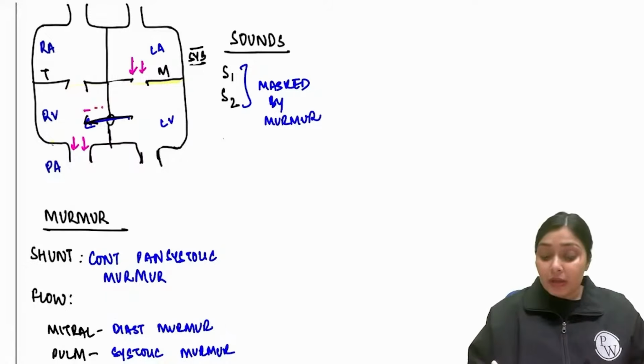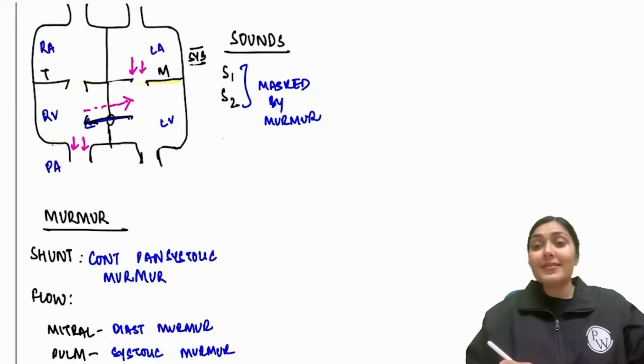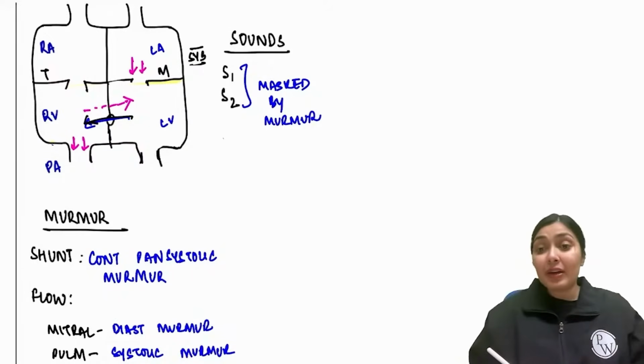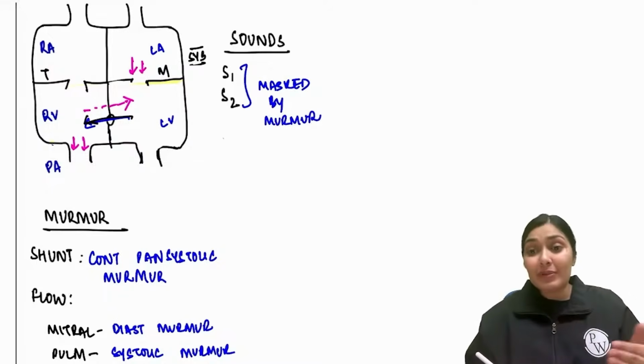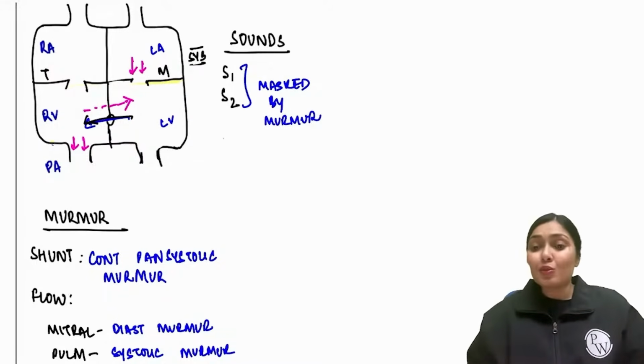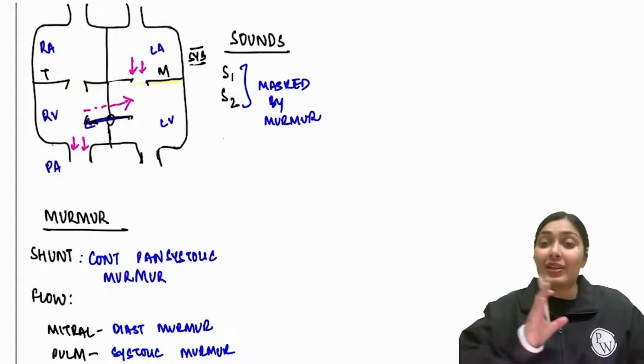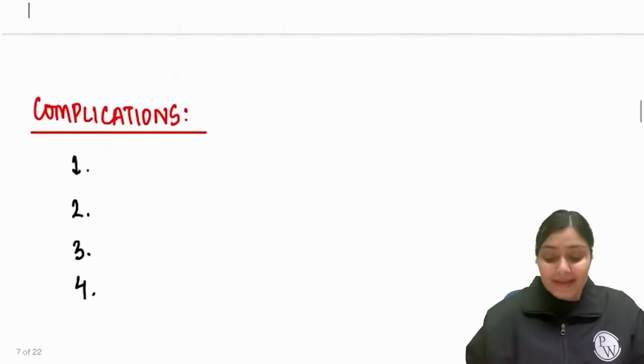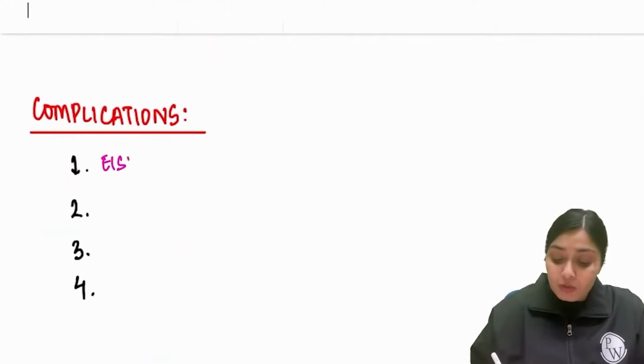Now, the right-sided blood will go to the left side. And we all know whenever there is a right to left shunt, whenever deoxygenated blood gains access to my left side, what will happen? Cyanosis will happen. And this is known as Eisenmenger syndrome. Whenever there is reversal of this shunt to right to left, this is known as Eisenmenger syndrome. So the first complication is Eisenmenger syndrome.